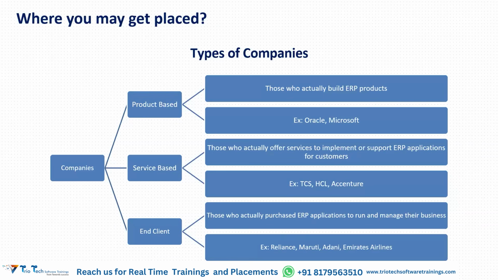You want to go and get a job. Where could you be landing a job, guys? There may be three different categories of companies where you will get a job. One is a product-based company like Oracle, Microsoft, SAP. These are the companies who build these ERP products. So these companies definitely look out for trained professionals who know their subject or their competitor's subject. So you may get a job opportunity in a product-based company.